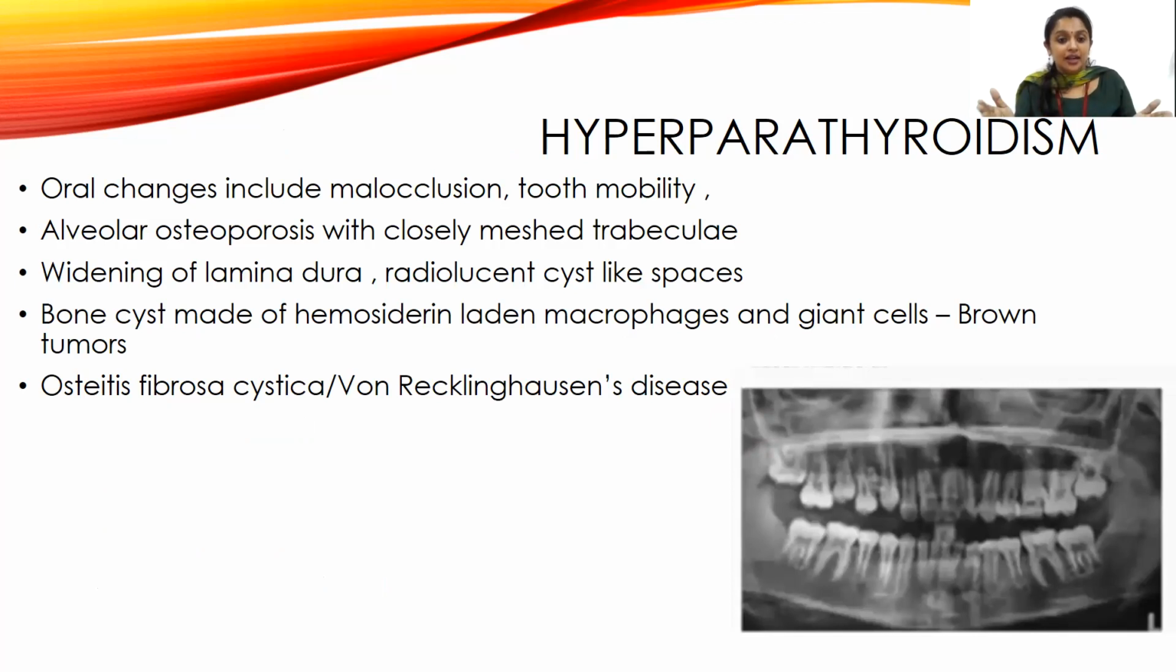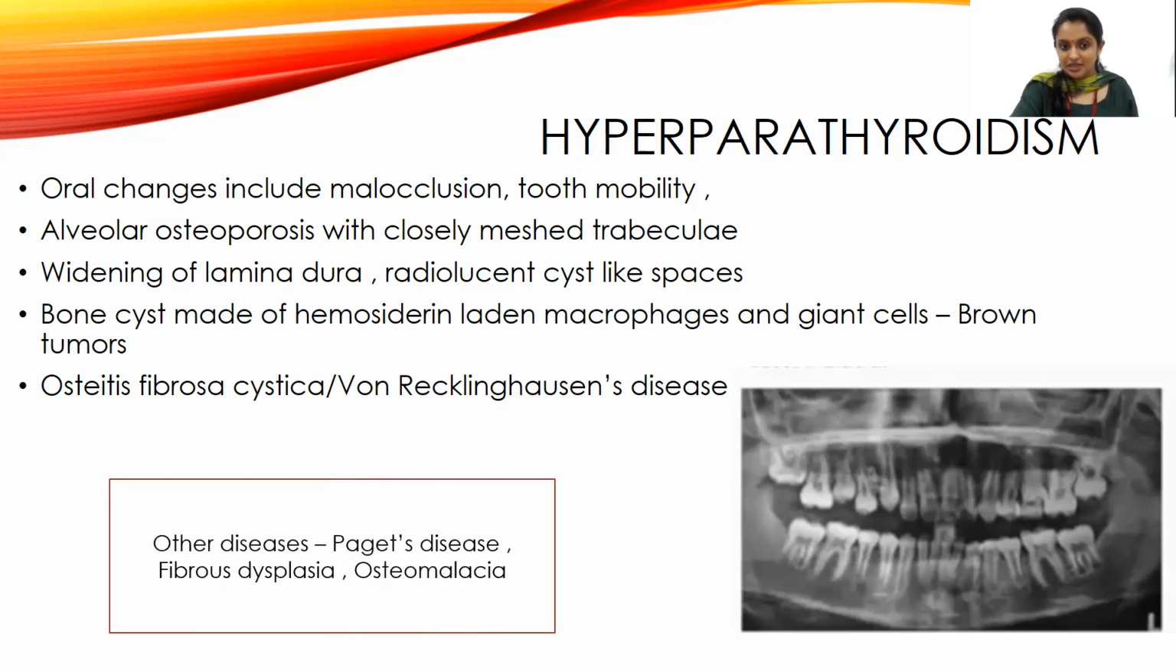This condition is called von Recklinghausen's disease or osteitis fibrosa cystica. There are other conditions where a similar disease is found, namely Paget's disease, fibrous dysplasia, and osteomalacia. These are some of the favorite viva questions of the examiners.